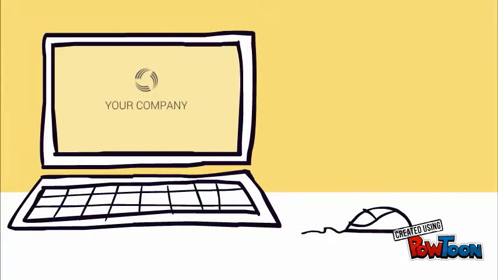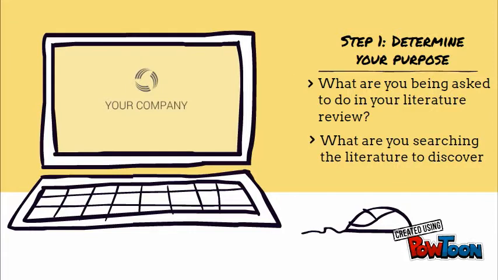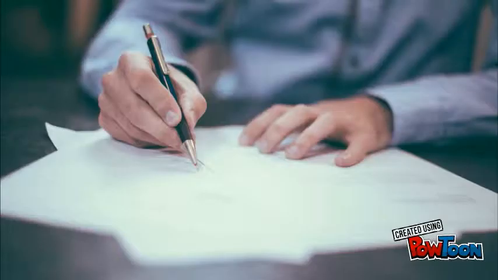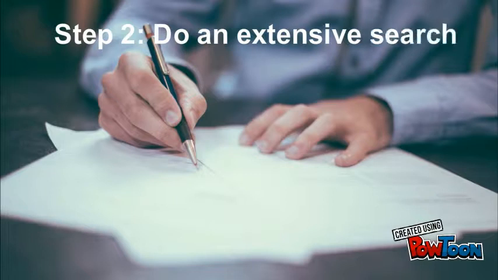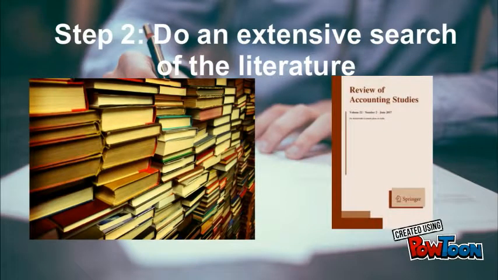Step 1. You need to work out what you need to address in the literature review. What are you being asked to do in your literature review, and what are you searching the literature to discover? Check your assignment question and your criteria sheet to know what to focus on. Step 2. Find out what has been written on the topic. An extensive review of the relevant material will include books, journal articles, government documents, and conference proceedings. The QUT library would be the best place to search for your resources.